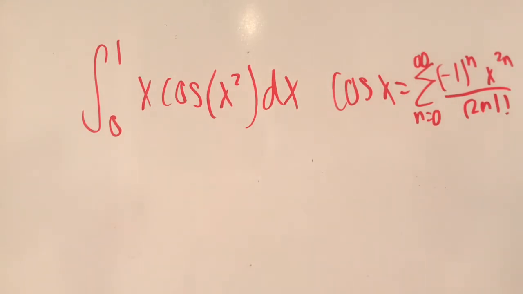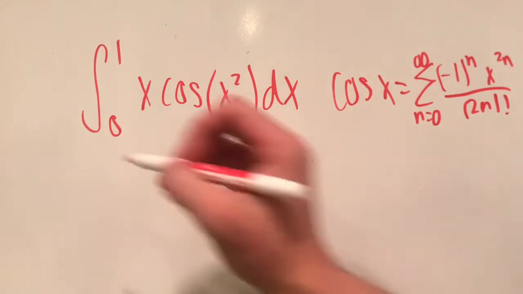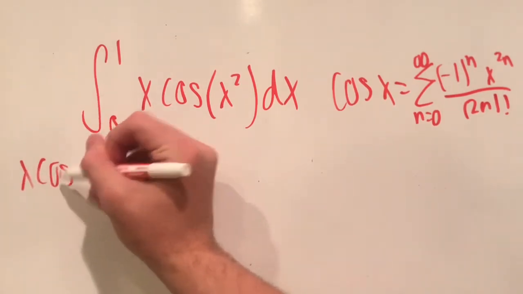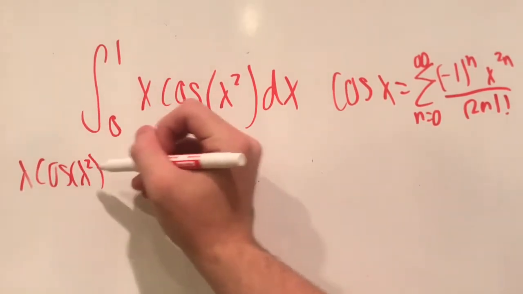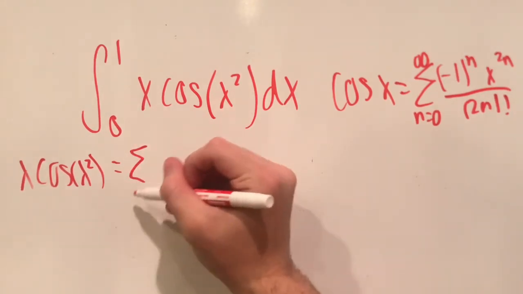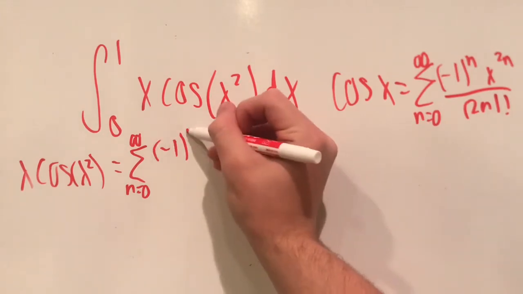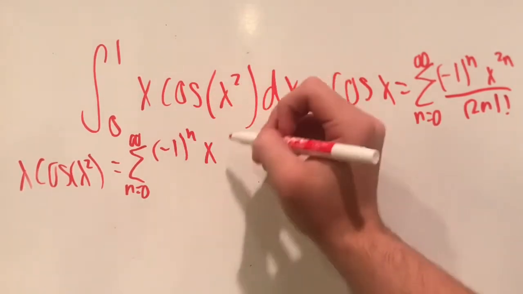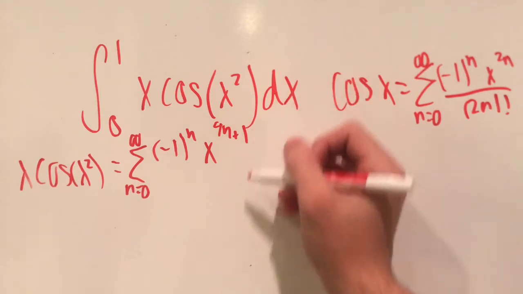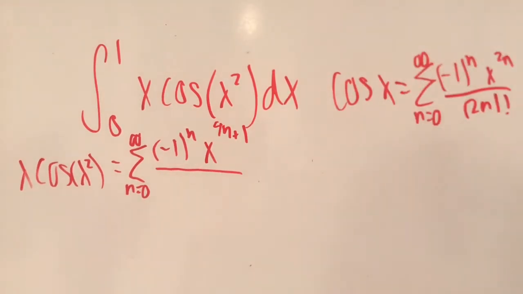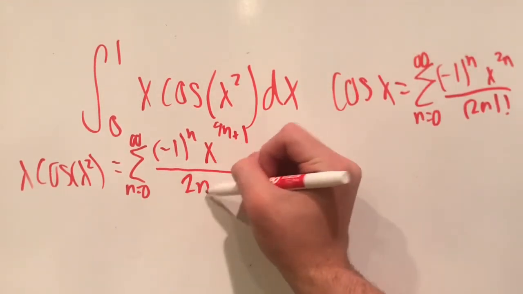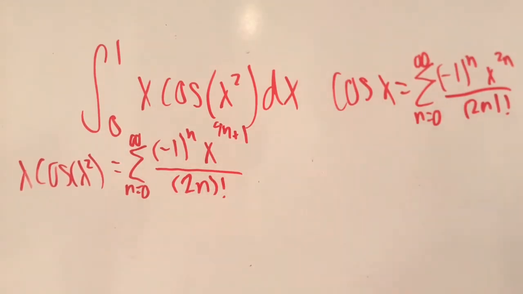And we know now from our previous lesson that x cosine of x squared is equal to the summation from n equals 0 to infinity of -1 to the n times x to the 4n plus 1 divided by 2n factorial. Now you may be thinking, oh, that's perfect. We can just substitute it in. Exactly, you're right. That's exactly what we can do.